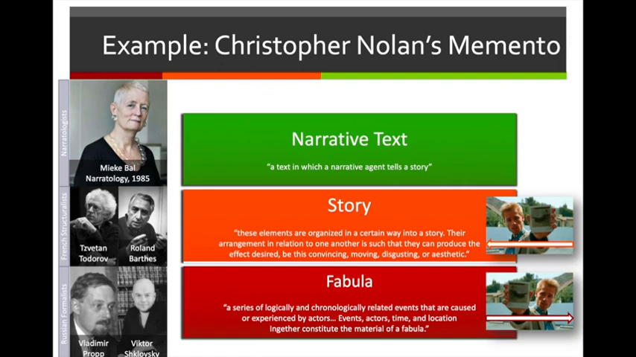And then we can think of Memento as having a number of different narrative texts. So there's the movie script, for example. That's one type of text that encapsulates the story. But also the movie itself is another example of that particular story. And we can imagine that story being written up as a novel, for example, as well.